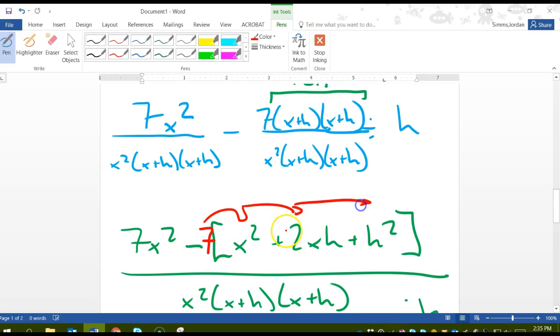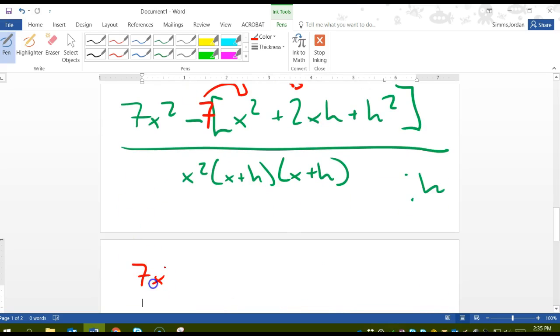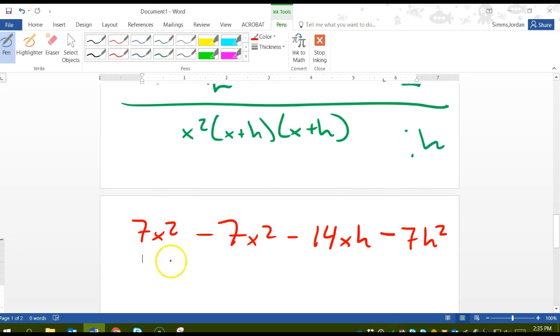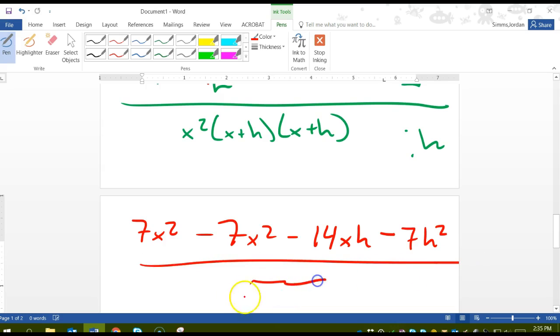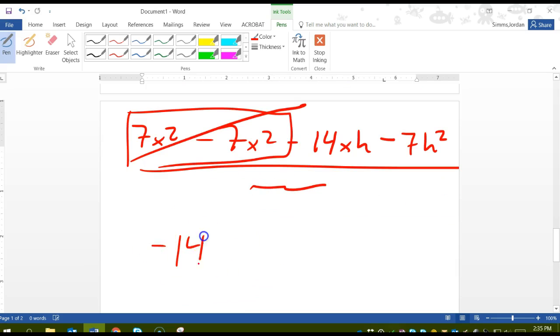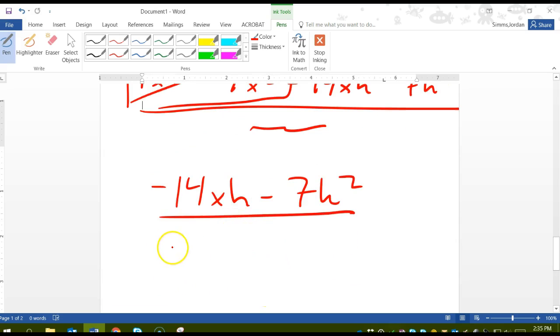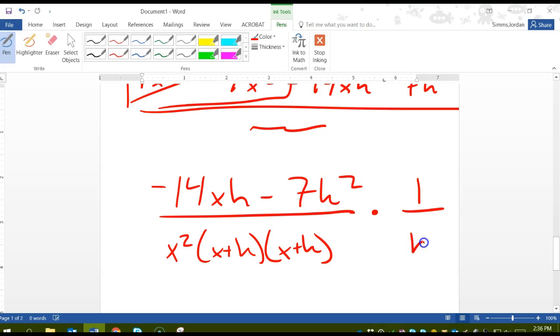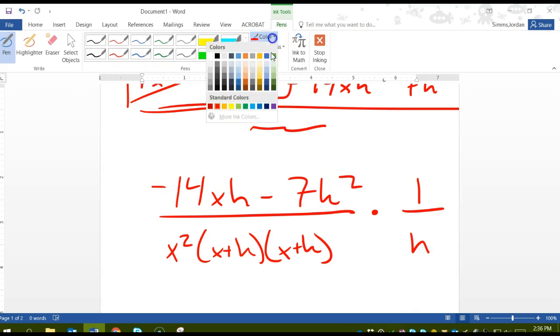So let me redistribute now, we'll see what we get. That's going to be 7x squared minus 7x squared, there we go, minus 14xh minus 7h squared. Okay? All over blah blah blah. This is going to cancel now, so our x squareds are gone. So I'm left with negative 14xh minus 7h squared all over x squared, x plus h times 1 over h. I'll flip that now. Okay? There we go, that looks a little better.